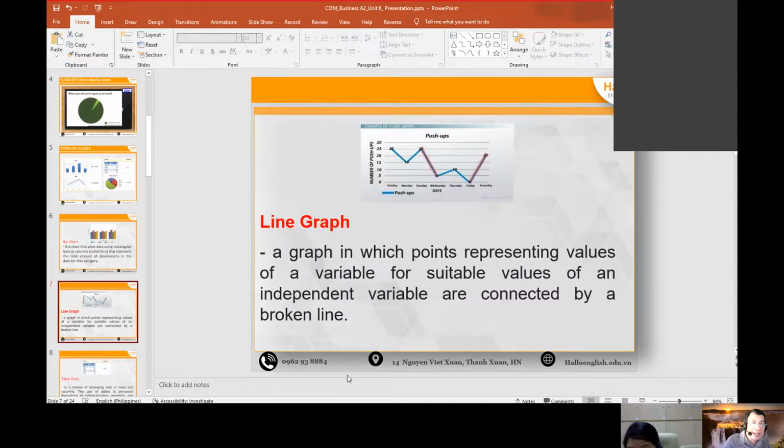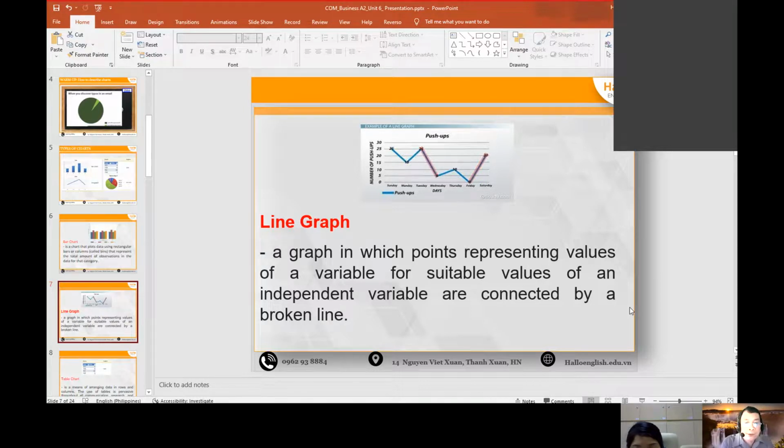So when you say line graph, what does it mean? Toy, can you read this one, please? Representing values of a variable.